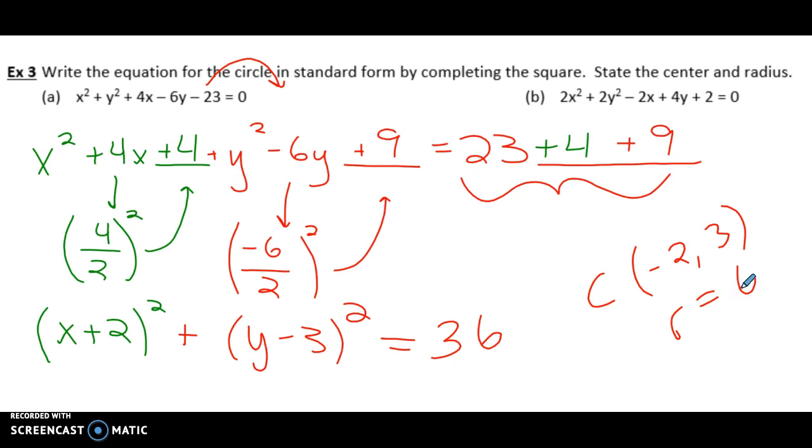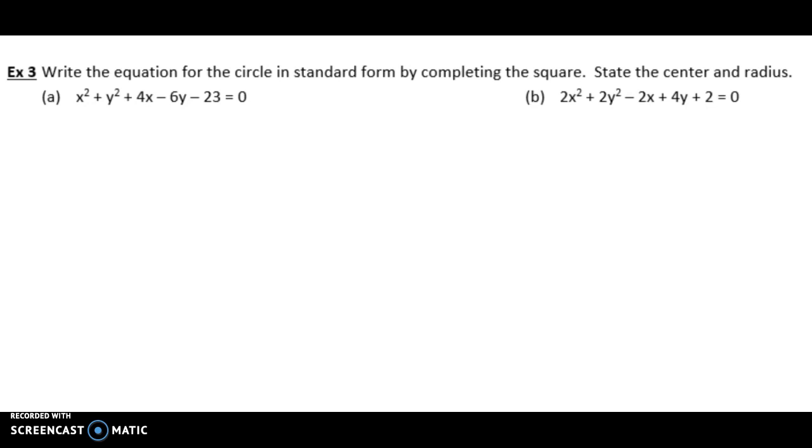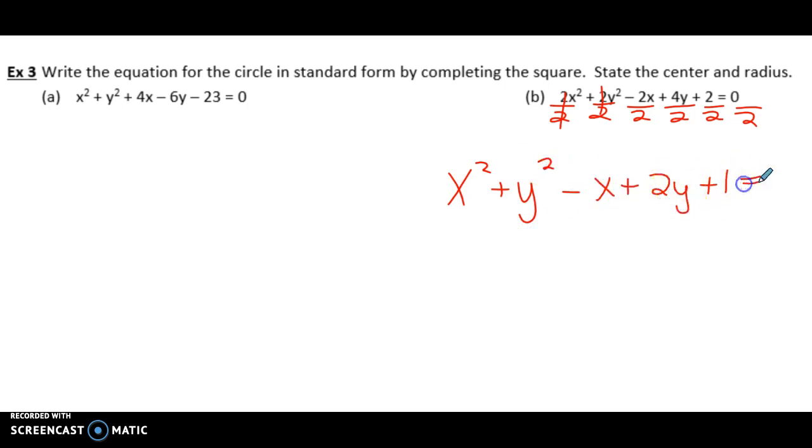We good? Alrighty. I'm not going to do all of example B, but this is no different than the ones up above when there's a coefficient in front of x squared and y squared. So what do I need to divide through by? 2. Everything. Now there's a lot of different terms here, and by term I mean anything separated by a plus or minus sign. So you have to go through and divide every single term by 2, and then you could take it from there. So always get the x squared and the y squared with a coefficient of 1.